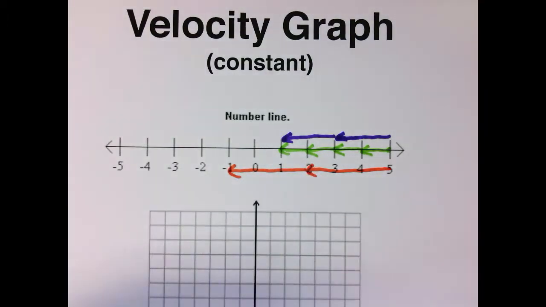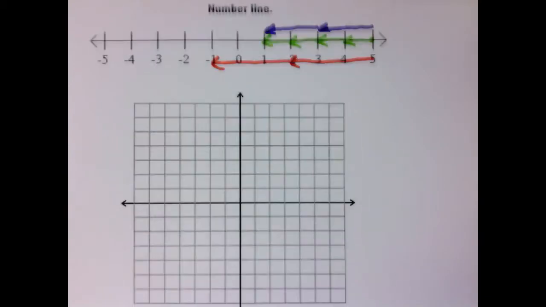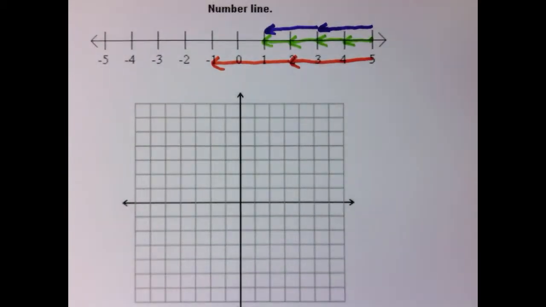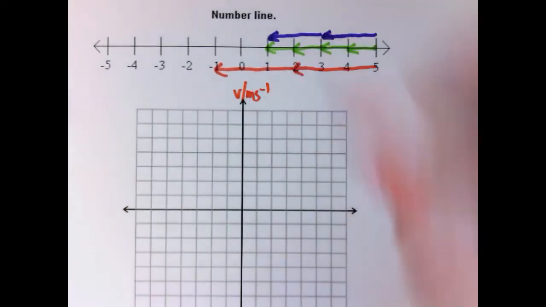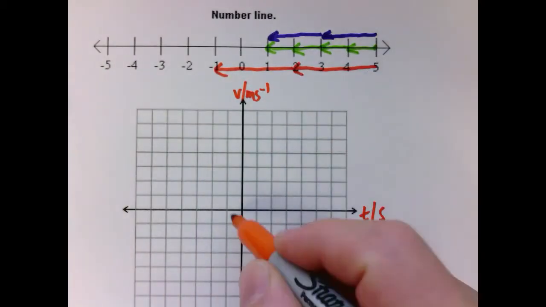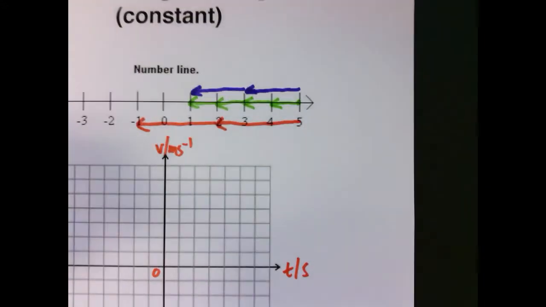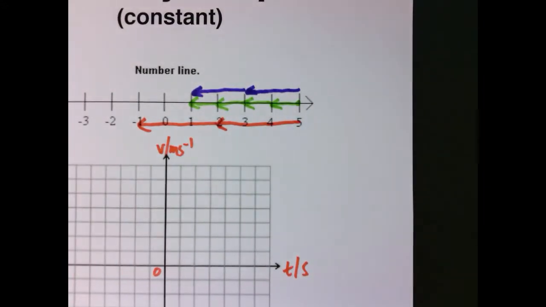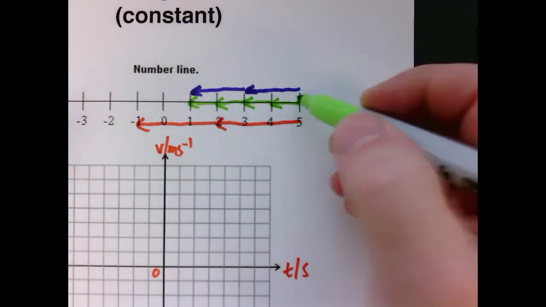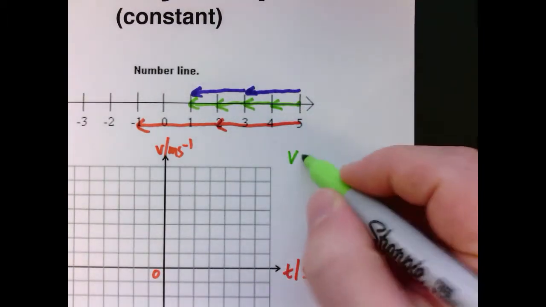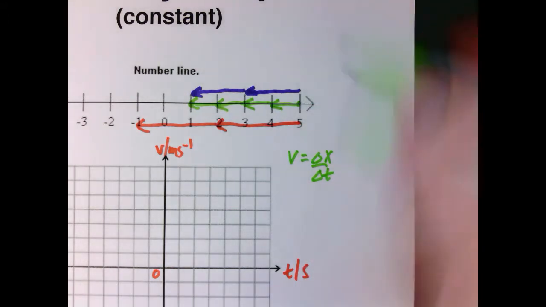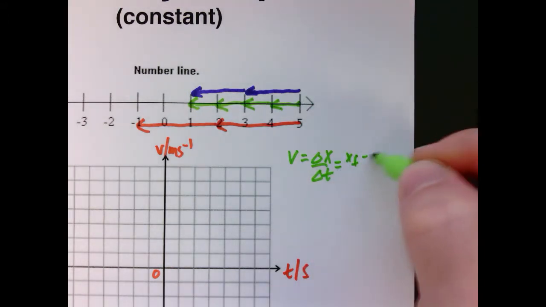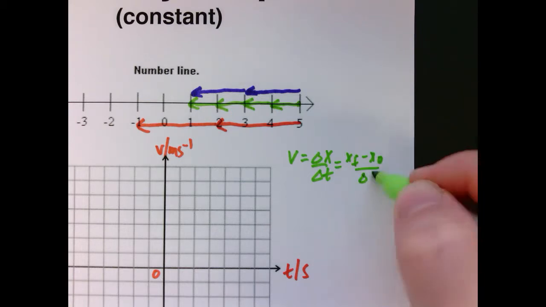Like so. Now, if we were to graph these, we have our velocity in meters per second, and we have our time in seconds, and here's our 0 point. Now, to get the values here, let us start with the first person. The velocity is delta x over delta t. Well, let's see. Delta x is xf minus x0, over delta t.